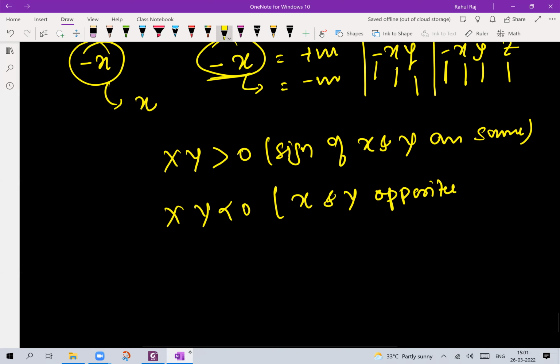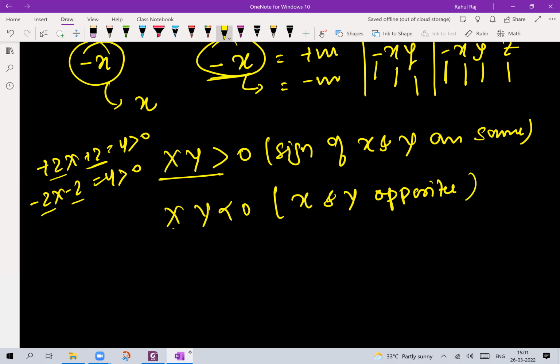Perfect. Whenever you are confused, take some number by yourself. +2 cross +2 is what? 4, greater than 0. -2 into -2 is again 4, which is greater than 0. So when xy is greater than 0, sign of x and y both can be positive, both can be negative. And xy less than 0, x and y are of opposite sign. If x is 2, y is -3, it is less than 0. Or I can take -2 into 3, this is again less than 0. So if xy is less than 0, if x is positive, y will be negative. If x is negative, y positive. Here both positive or both negative.